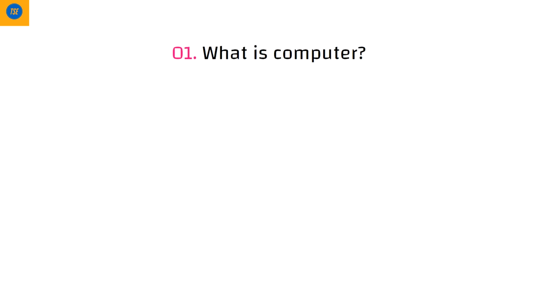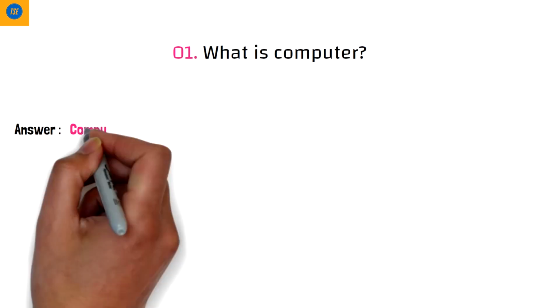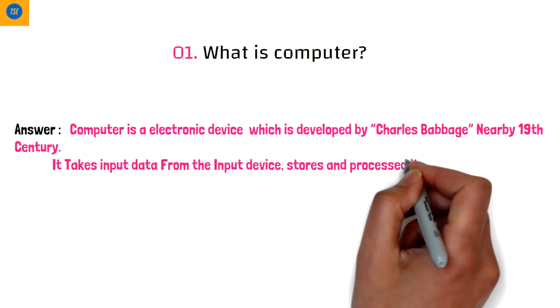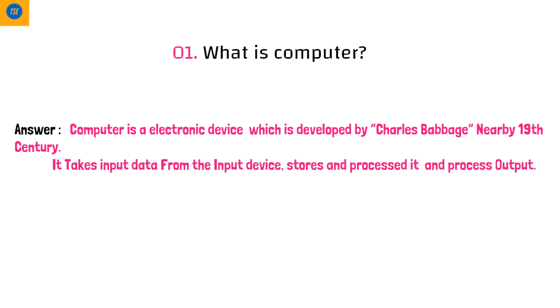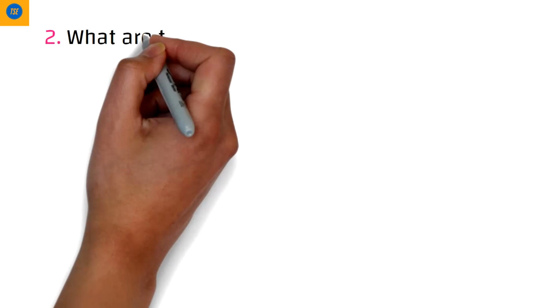What is computer? Question number 1. What is computer? Answer. Computer is an electronic device which is developed by Charles Babbage nearby 19th century. It takes input data from input device, stores and processes it, and produces output. This is the definition of computer.